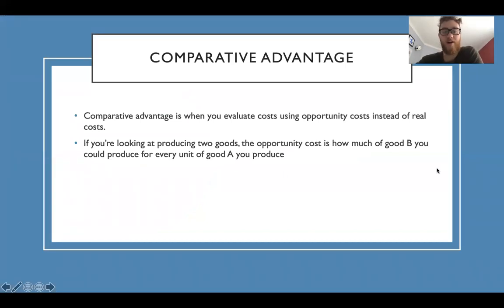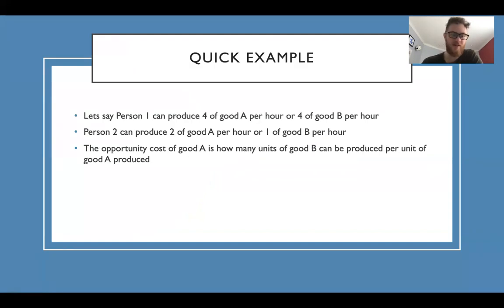Comparative advantage is when you evaluate costs using opportunity costs instead of real costs. If you're looking at producing two goods, the opportunity cost is how much of good B you could produce for every unit of good A you do produce. Here's an example really quick. Let's say person one can produce 4 of good A per hour or 4 of good B per hour. And then person two can produce 2 of good A per hour or 1 of good B per hour. The opportunity cost of good A is how many units of good B can be produced per unit of good A produced.